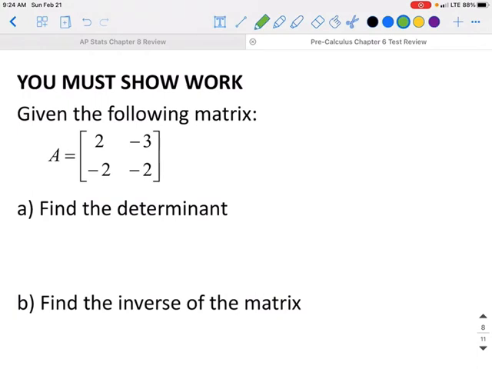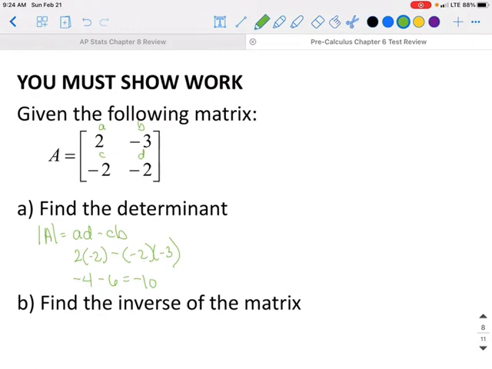Given the following matrix, you need to find the determinant and you need to find the inverse matrix. And it does say you must show your work. So on a matrix, remember we have A, B, C, and D. To find the determinant of a matrix, you're going to do A times D minus C times B, or 2 times negative 2 minus negative 2 times negative 3. This is going to give me negative 4 minus 6, or negative 10. So our determinant is going to be negative 10.